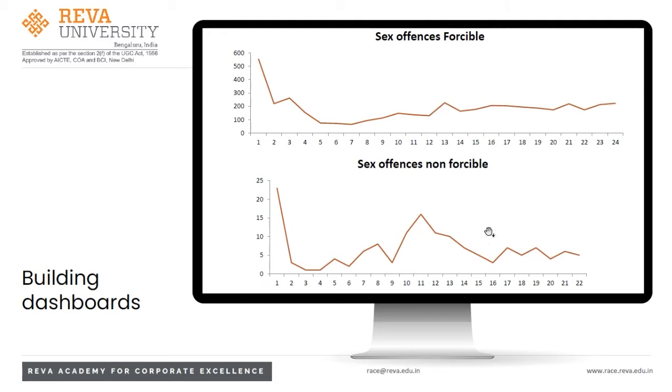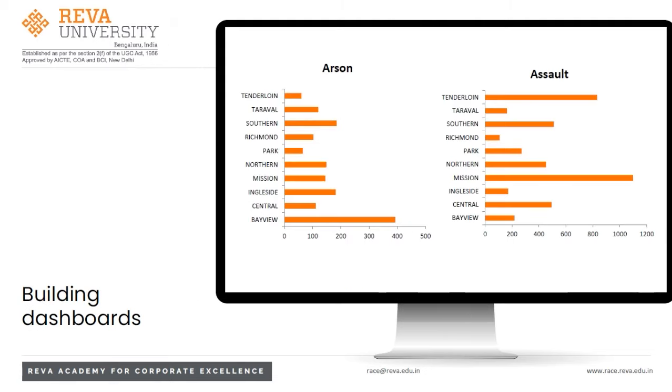So this is about the time profile of crime. Now, time profile of crime is good, but it is only incomplete information. What we are looking for here is actionable intelligence. I repeat, we are looking for actionable insights.